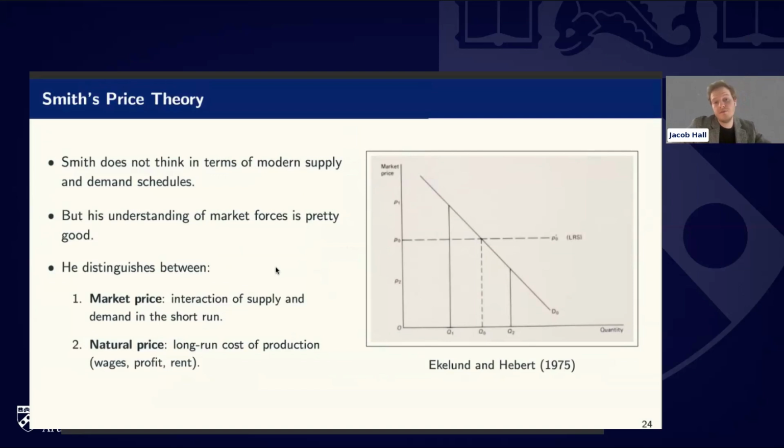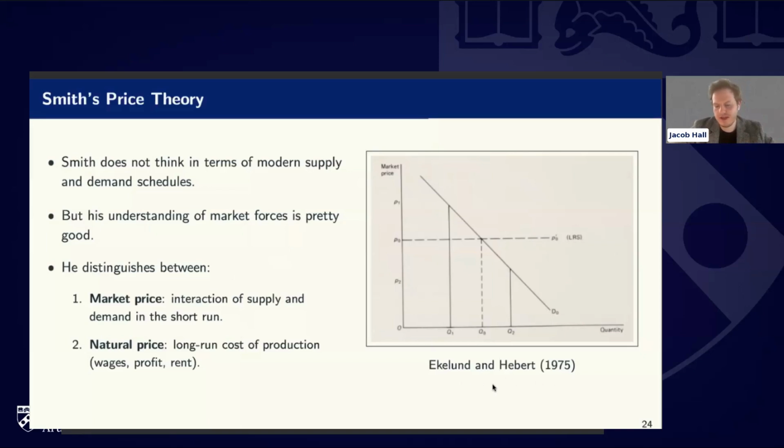He doesn't really think that way. But his understanding of what we might call market forces is pretty good. It's quite evident just reading the passages, you really get the sense that he really understands what's going on. And I think we'd be quite comfortable explaining what we might now think of as shifts in supply and demand. He distinguishes between the market price, which you might think of as the interaction of supply and demand in the short run, and the natural price, which is the long run cost of production.